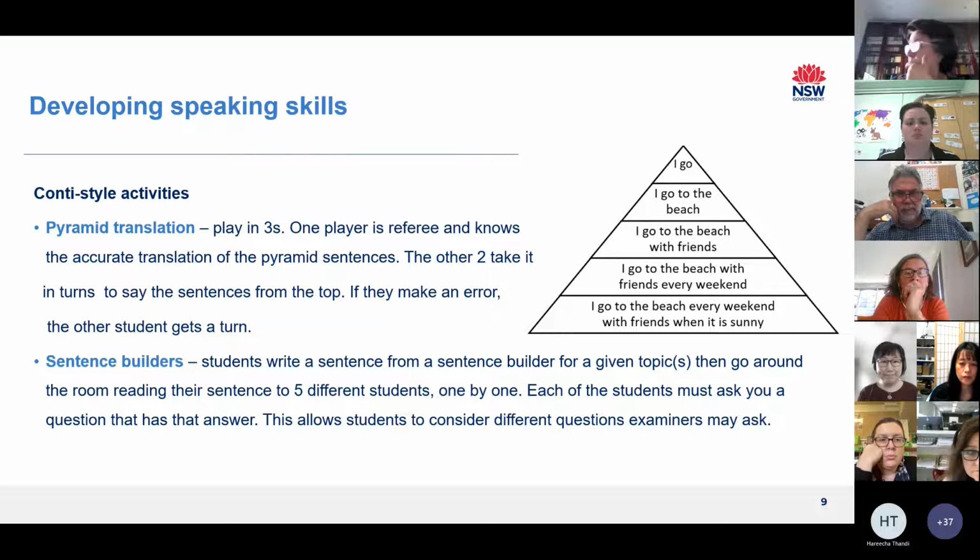Sentence builders. Students write a sentence from a sentence builder for a given topic or topics, and they go around the room reading their sentence to 5 different students one by one. Each of the students must ask you a question that has that answer. This allows students to consider different questions examiners may ask.